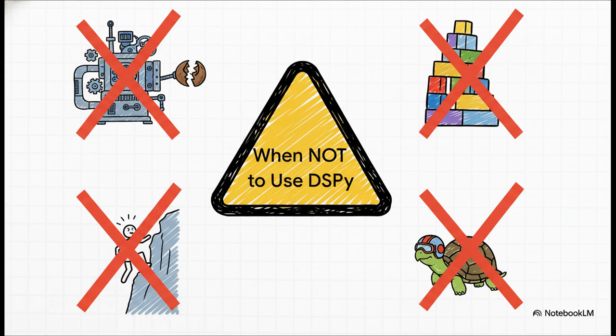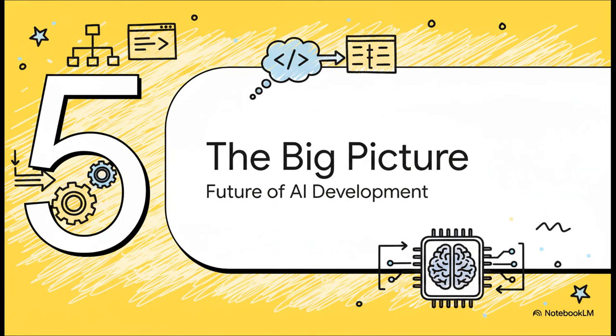And look, it's super important to know that DSPy isn't a silver bullet. It's not for everything. If you're just writing a simple one-off prompt, this is way, way overkill. It's also still a young research framework, so if you need rock-solid production stability, you might want to wait a bit. And frankly, if your team just doesn't have the time to climb that learning curve, it's probably not the right choice right now. So let's take a step back for a second.